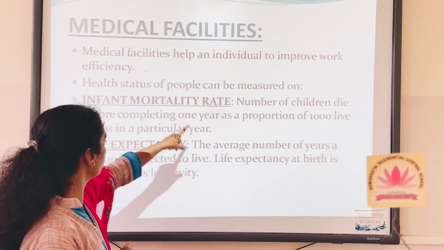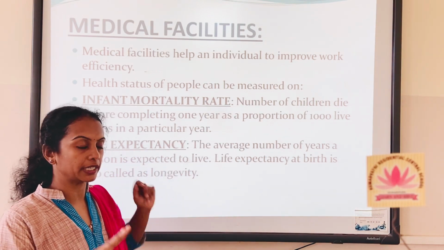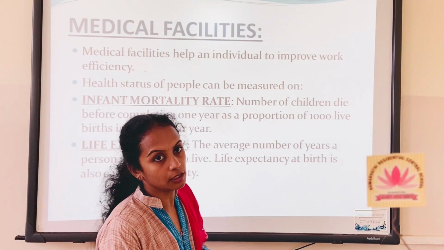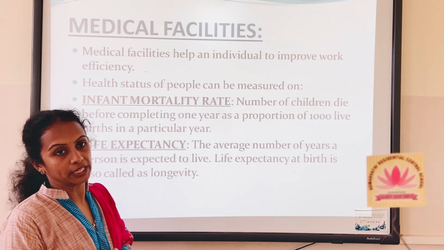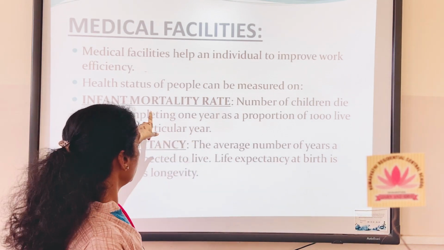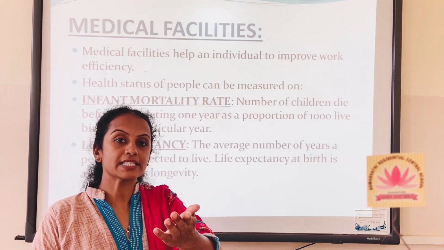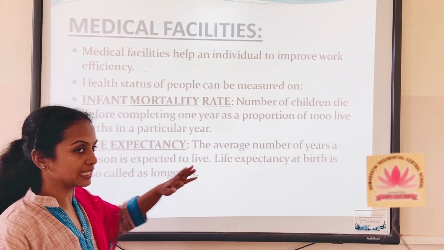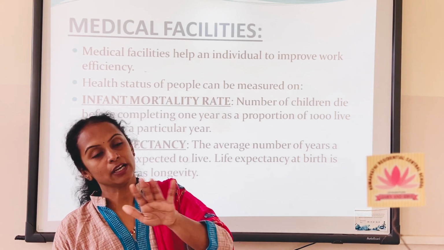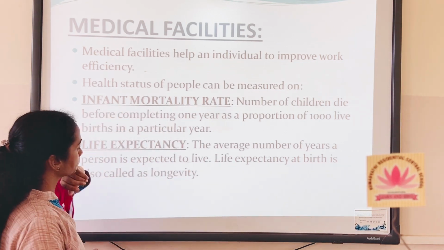See, one is the infant mortality rate and another one is life expectancy. There are two criteria: the life expectancy ratio and the infant mortality rate. If the infant mortality rate is less, then you can say good medical facilities are provided. If the life expectancy is more, you can say good medical facilities are provided. Let us see here.